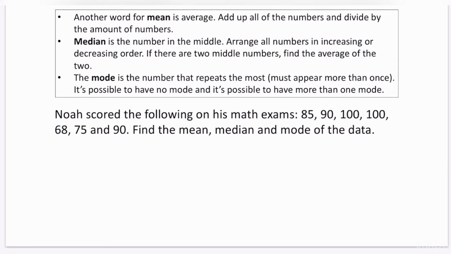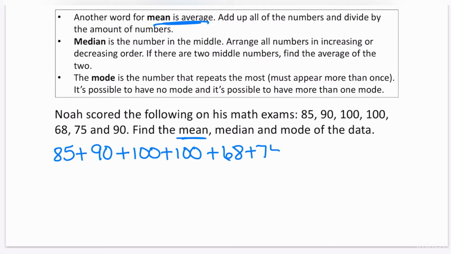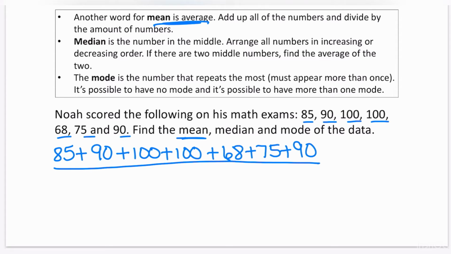Noah scored the following on his math exams. Find the mean, median, and mode of the data. To find the mean, which is the average, we are going to add 85 plus 90 plus 100 plus 100 plus 68 plus 75 plus 90, and we're going to divide all of that by the amount of numbers in the data set. So that's 1, 2, 3, 4, 5, 6, 7 numbers.